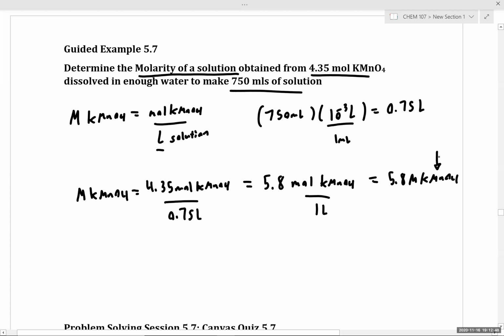Does this framework make sense? Does this make sense for calculating molarity?